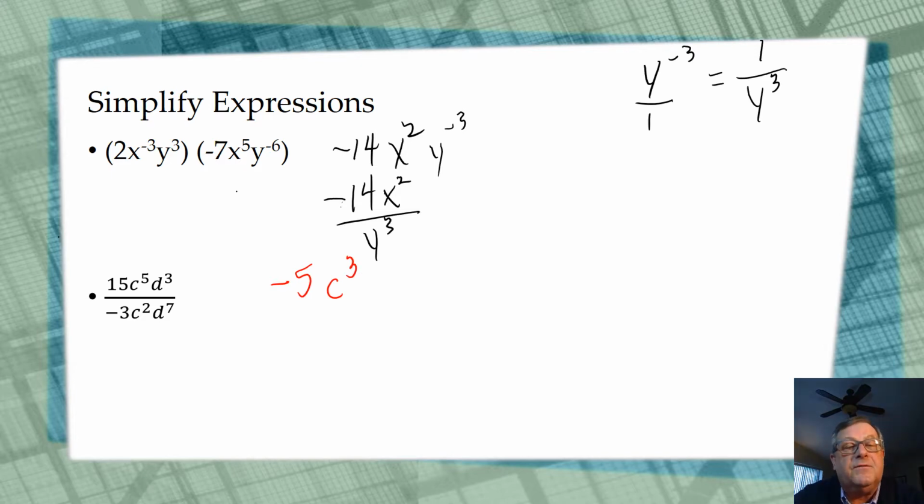Now let's deal with this variable d. Well, the same thing. We got d cubed being divided by d to the 7th. We're going to subtract those exponents. So let's say 3 minus 7 gives us d to the negative 4th. But again, we've got rules of simplification that tell us we cannot have a negative exponent. And so d raised to the power of negative 4 is the same as 1 over d to the 4th. So let's finish simplifying this expression, and then it would be negative 5c cubed over d to the 4th power.